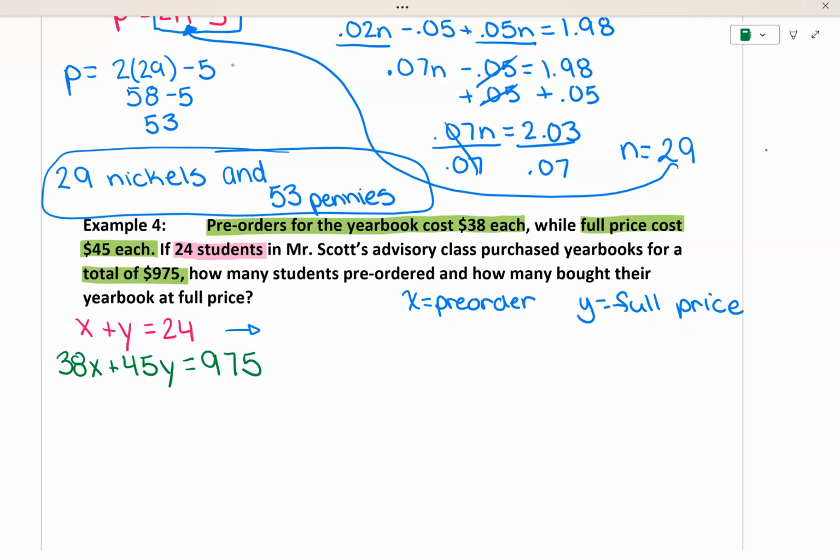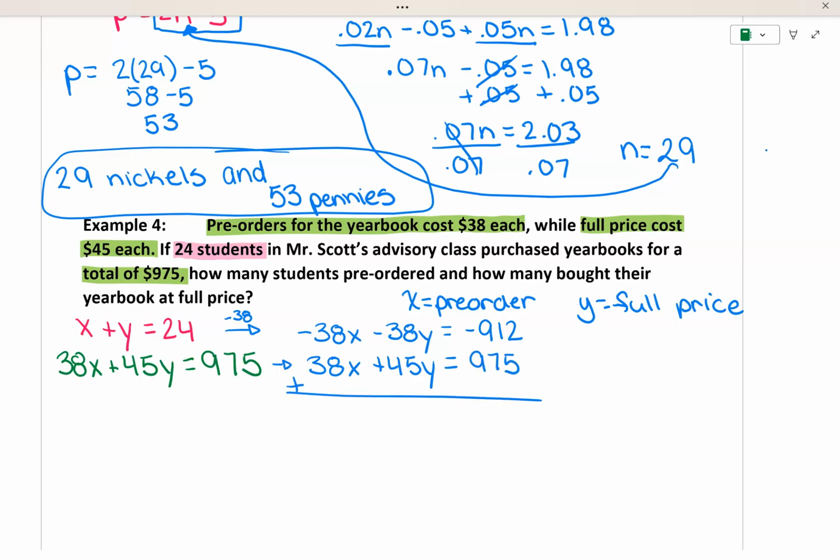I'm going to multiply the top one by negative 38 to cross out my x's. So I'm going to have negative 38x negative 38y, and then that is going to equal negative 912. This bottom one, I'm not changing. Okay, so I'm going to add these. Negative 38 plus 45 is a 7y. Negative 912 plus 975 is a 63. And when we divide by 7, we get a 9.